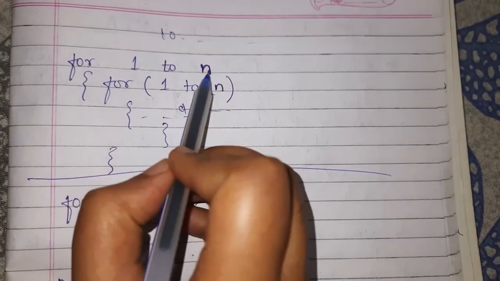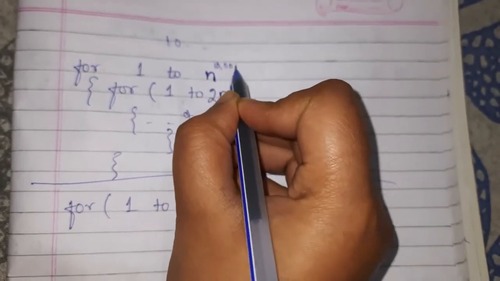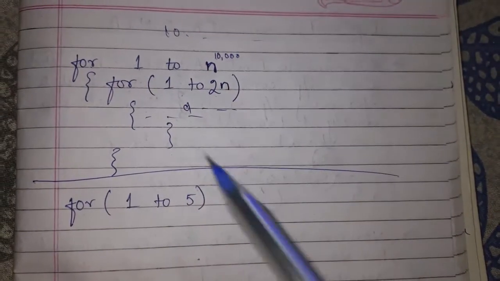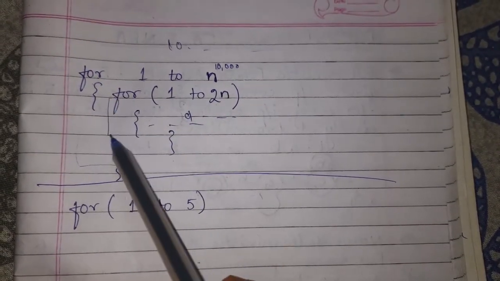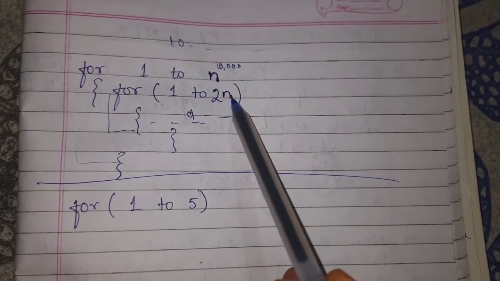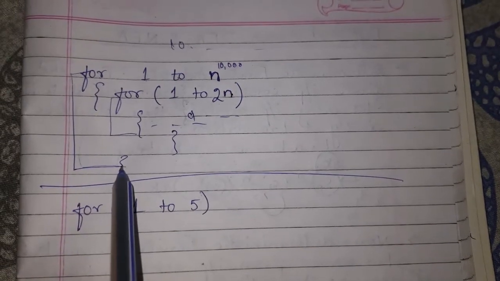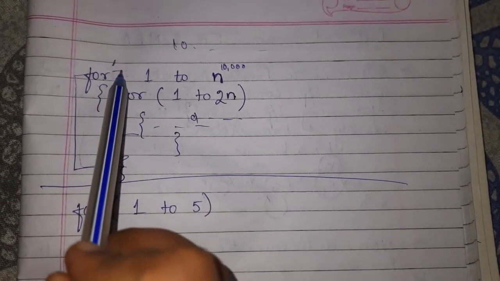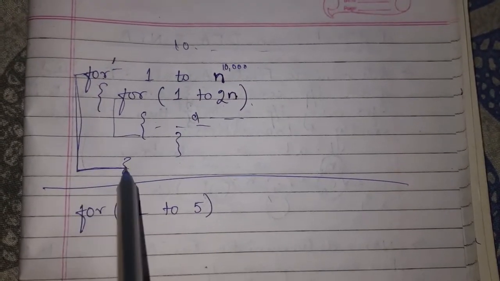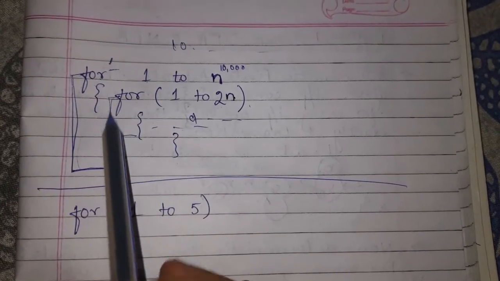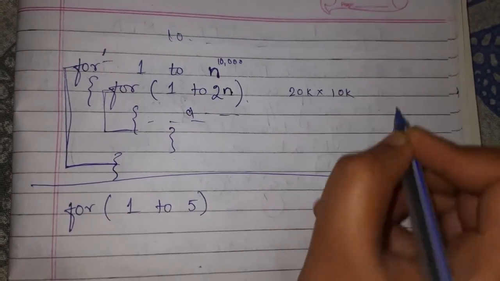If n is 10, or let it be 10,000, then this outer loop will run 10,000 times and the inner loop will run 20,000 times. So as a whole, when the outer loop is running one time, the inner loop is running 20,000 times, and when the outer loop is running 10,000 times, the inner loop will run 20,000 into 10,000 times.